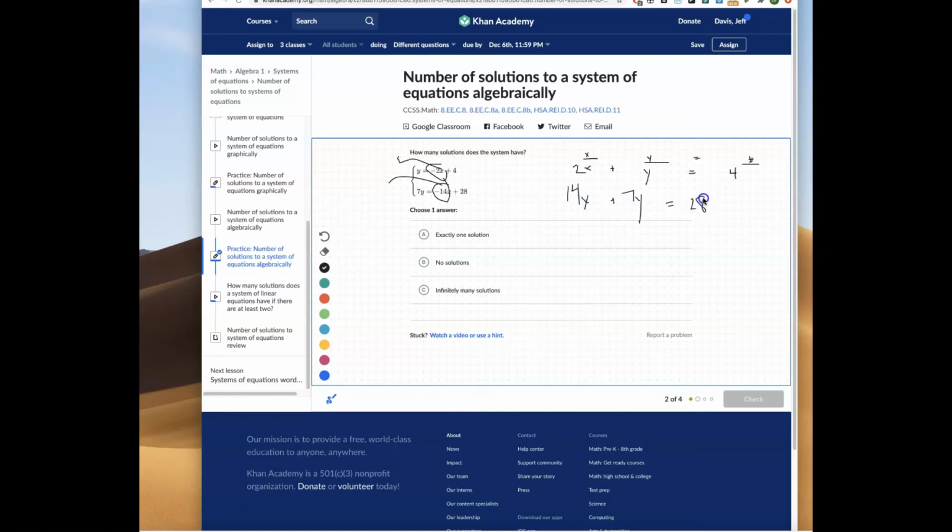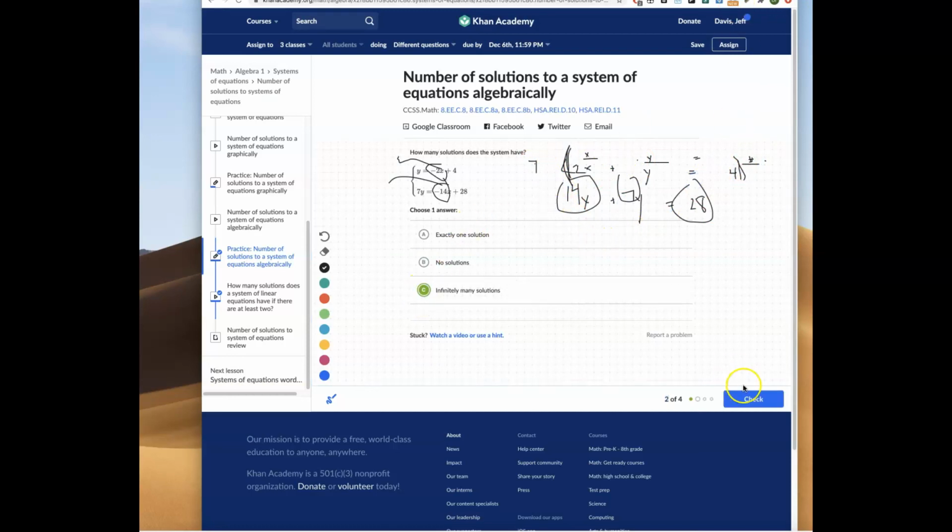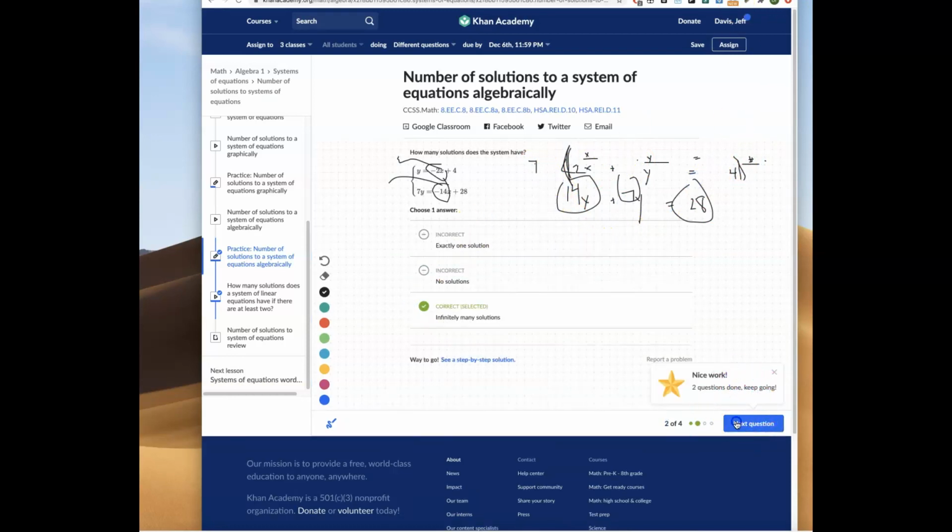So I'm a little bit tempted right now to say that these two sides are different, but they're not, because watch what will happen if I multiply this entire top equation by 7. This is supposed to be parentheses. If I multiply that entire top equation by 7, well, what's 7 times 2x? It's 14x. What's 7 times y? It's 7y. What's 7 times 4? It's 28. So these are the exact same equation, and that's the infinitely many.